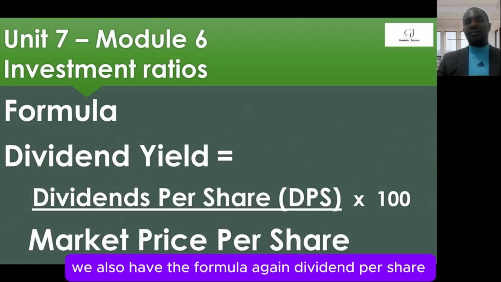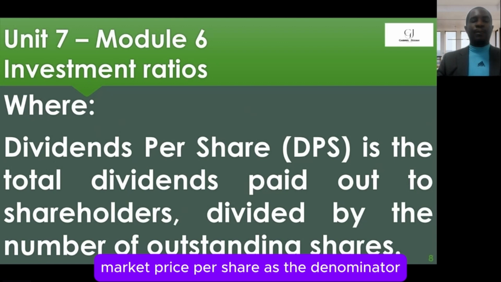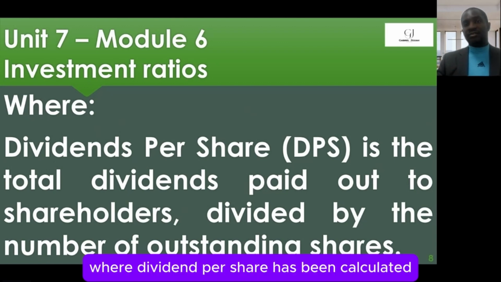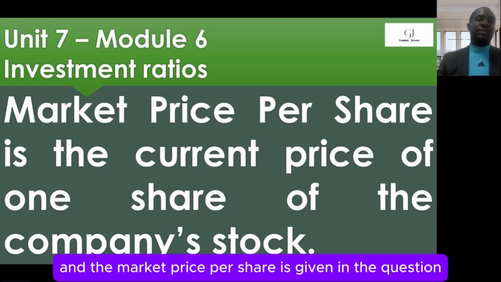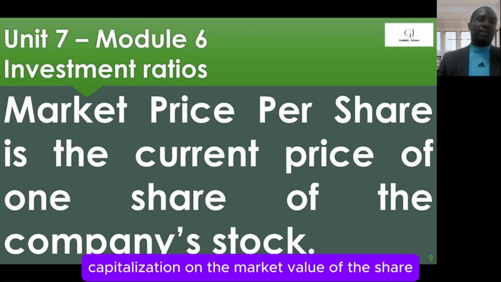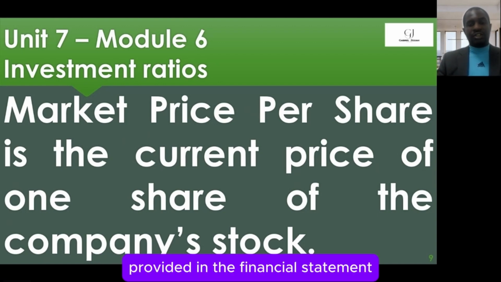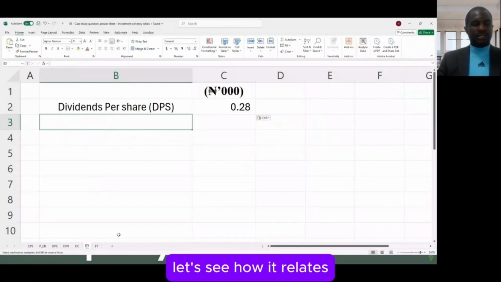Graphically, we also have the formula again: dividends per share as the numerator, market price per share as the denominator, where dividend per share has been calculated as the total dividend divided by the number of ordinary shares, and the market price per share is given in the question, where we have capitalization and the market value of the share provided in the financial statement. So let's calculate this ratio briefly and see how it relates.